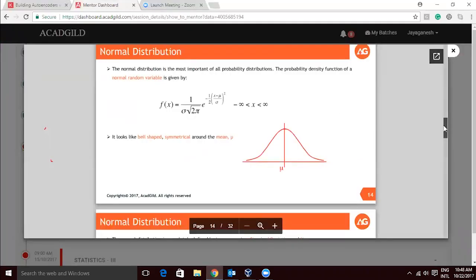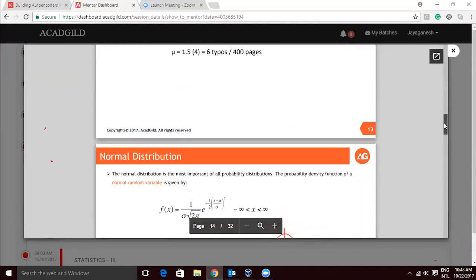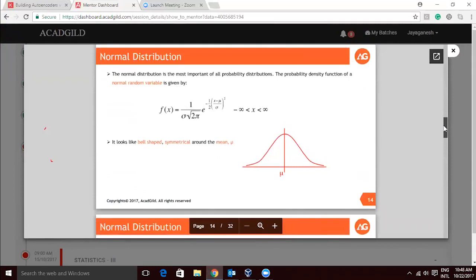Okay, so now we have covered 3 distributions: Bernoulli distribution, binomial distribution, and Poisson distribution. And then the very important distribution, which is the normal distribution. The first 3 distributions are from the family of discrete variables, whereas the normal distribution comes from the family of continuous random variables. So right now I'm setting a scenario like this.